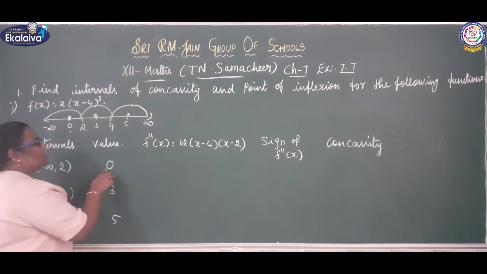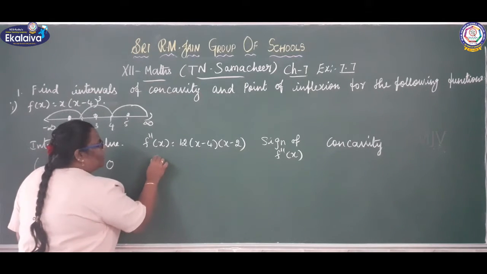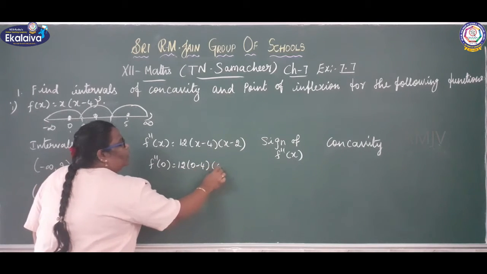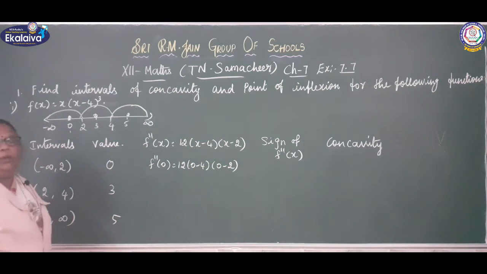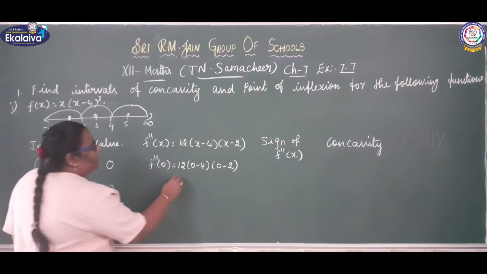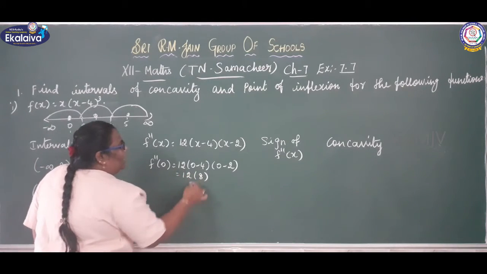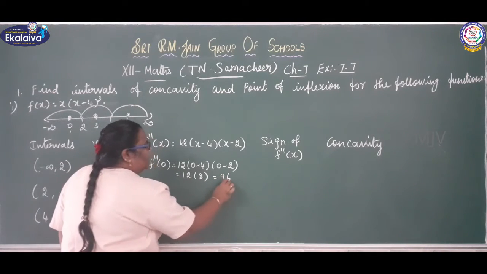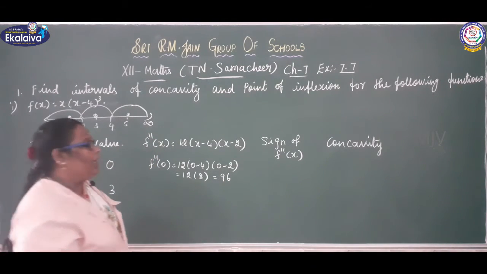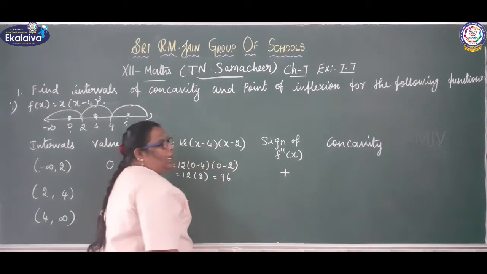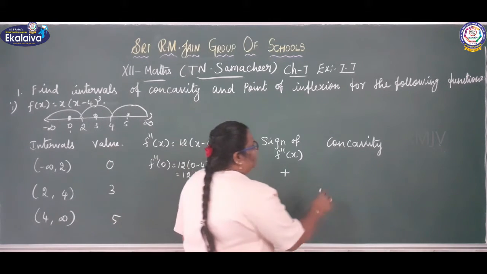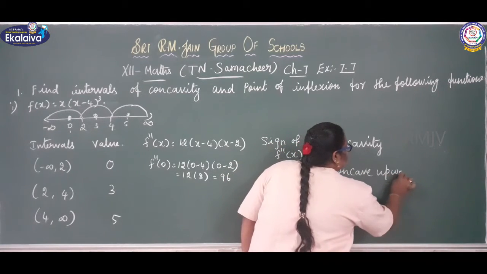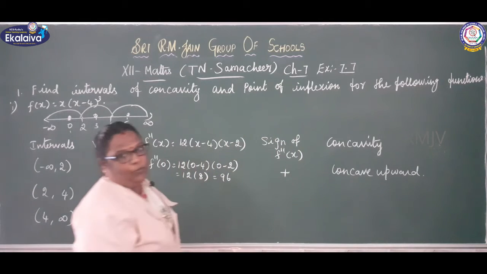So, you substitute the 0 here. What is f double dash of 0 equal to? 12 into 0 minus 4 into 0 minus 2, 12 into minus 4 into minus 2, so the value is 96. Sign alone you will write, whether it is positive or negative. Positive means concave upward.